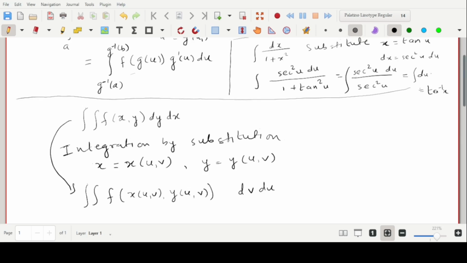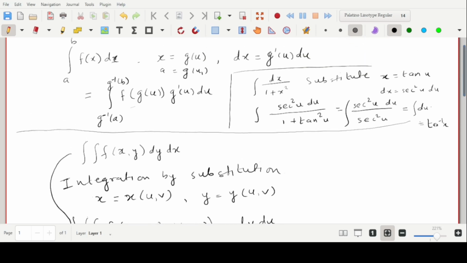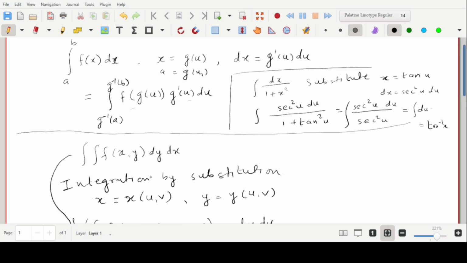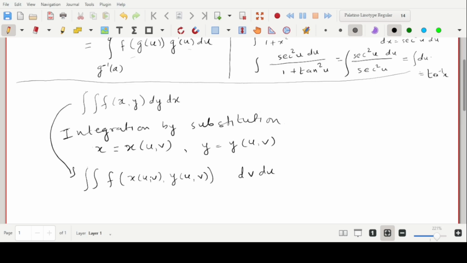Was that all here? Here in the case of one variable integration, we also had this term of g prime of u. This is the so-called change of variable formula. This is the essence of change of variable, in fact. So what is the analogous thing in double integration?